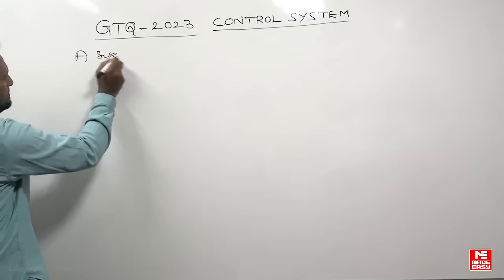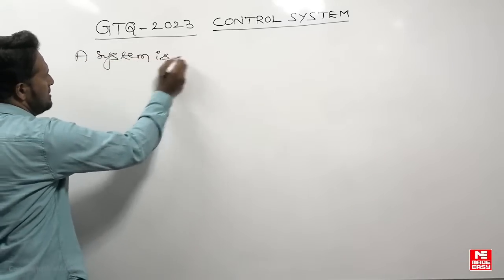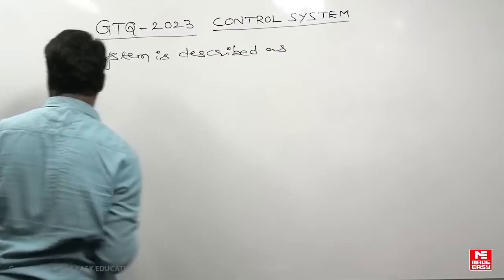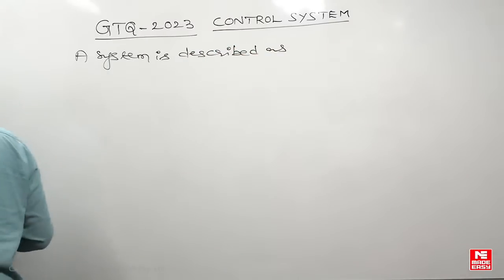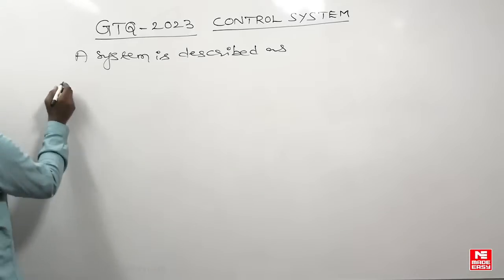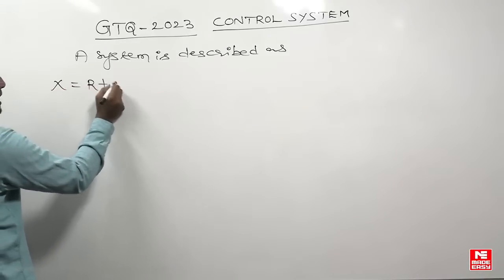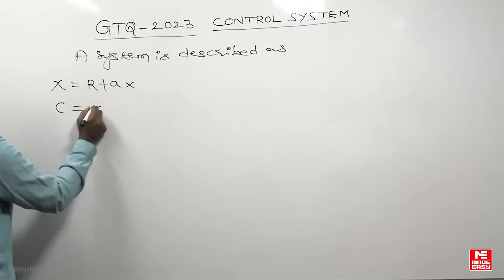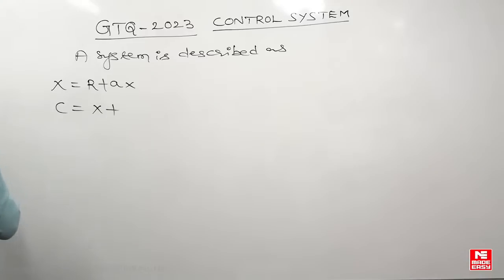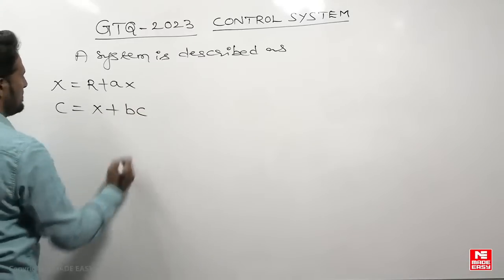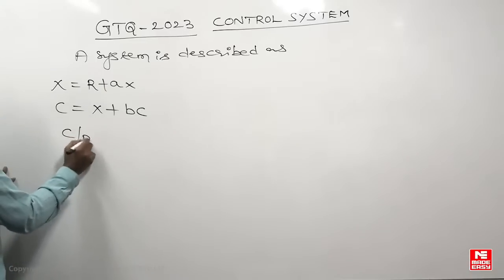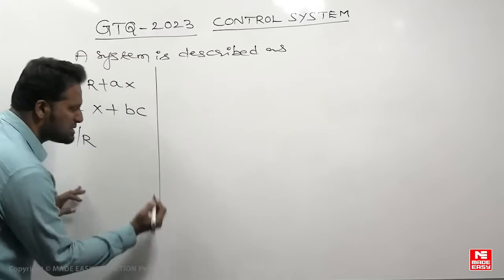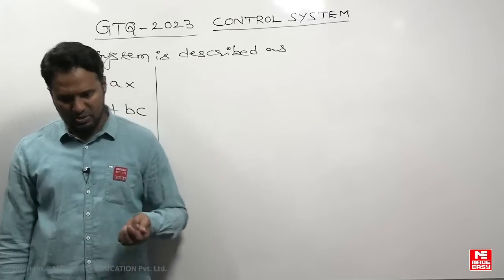A system is described as x is equal to r plus ax, c is equal to x plus bc. The question is to find C by R from this. This is one description. I would like to take three similar descriptions.